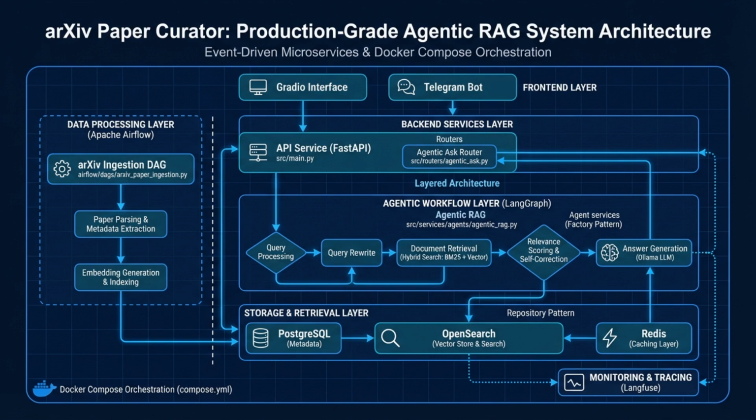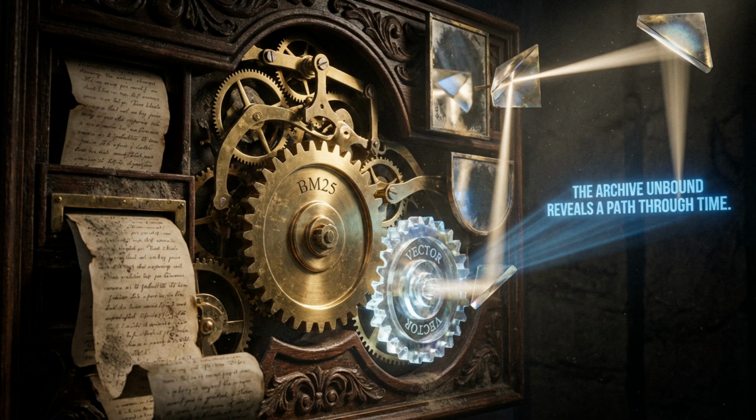LangFuse provides end-to-end tracing across every decision node. Redis caching cuts costs on repeated queries. And the entire stack runs locally through Docker Compose, no external cloud dependency required. The project builds one concrete application, an AI research assistant for academic papers from arXiv, the preprint server widely used in AI and physics research. That concrete target keeps the learning grounded rather than abstract.